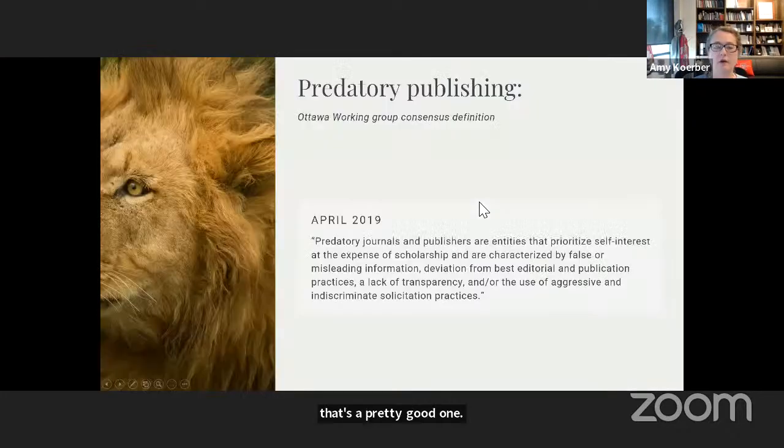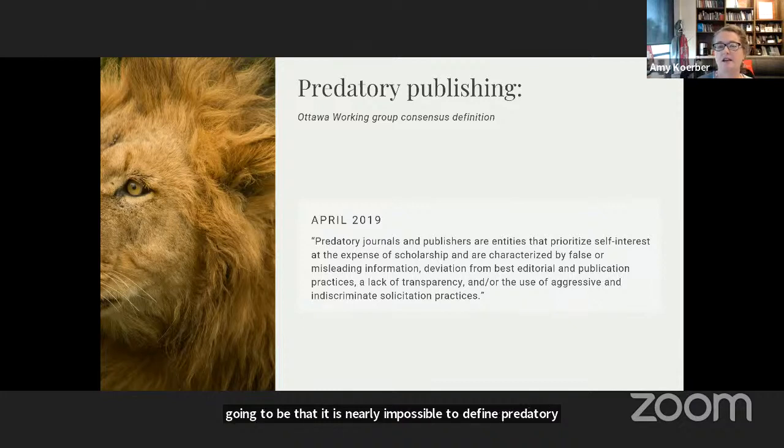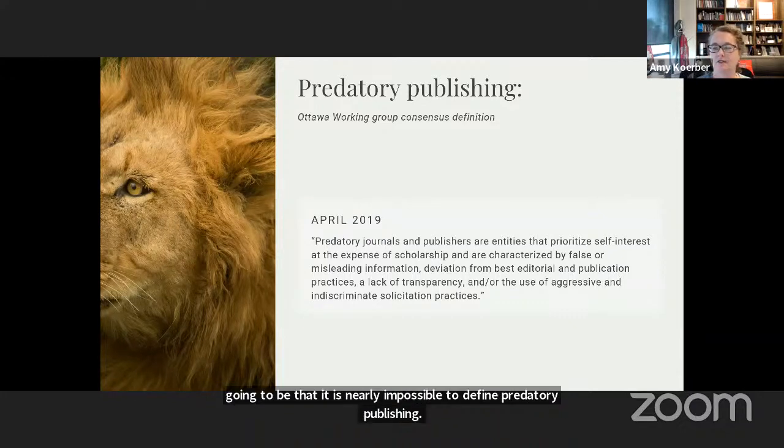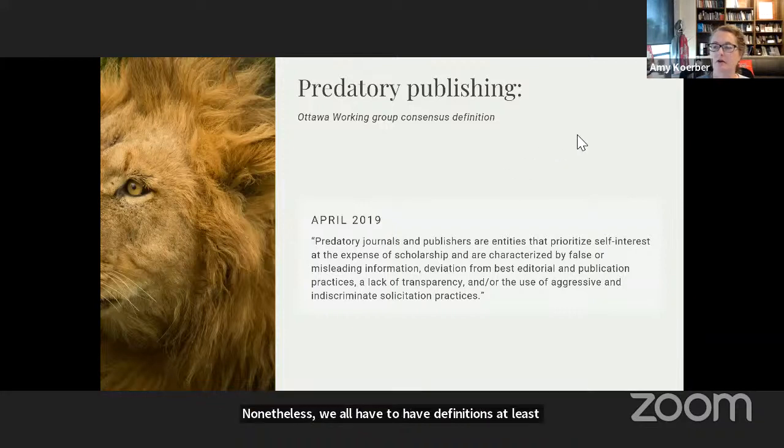So anyway, one of my most important messages today is going to be that it is nearly impossible to define predatory publishing. Nonetheless, we all have to have definitions, at least for a starting place. And so this is one that has come to be really widely used. It was developed by a working group that met in Ottawa in 2019, and they've simply come to be known as the Ottawa Working Group. And this is their consensus definition, which was published in the journal Nature, I believe, shortly after they developed it.